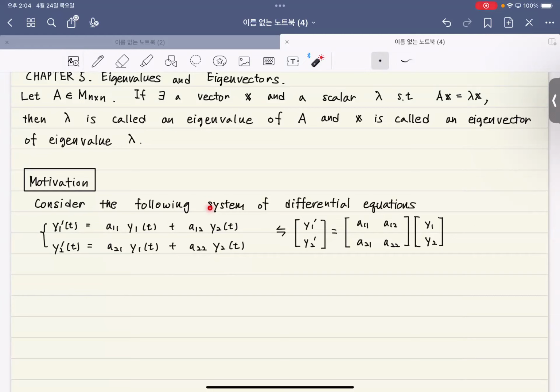And for this kind of differential equation, we can write it in terms of a matrix. So the y1 derivative and y2 derivative equal this matrix, consisting of these numbers, times this column vector. Okay, nice. And this question is very much related to eigenvectors and eigenvalues. Why?